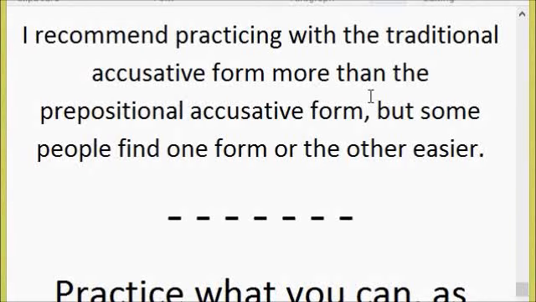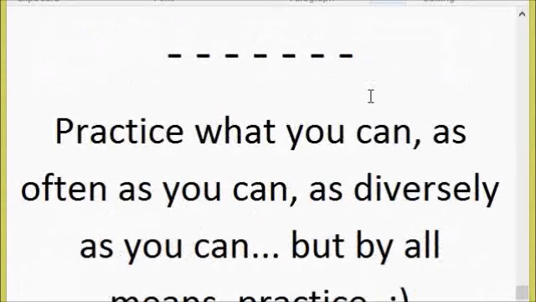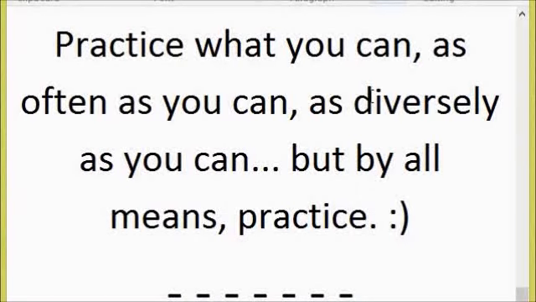I recommend practicing with the traditional accusative form more than the prepositional accusative form, but some people find one form or the other easier. Practice what you can, as often as you can, as diversely as you can, but by all means, practice.